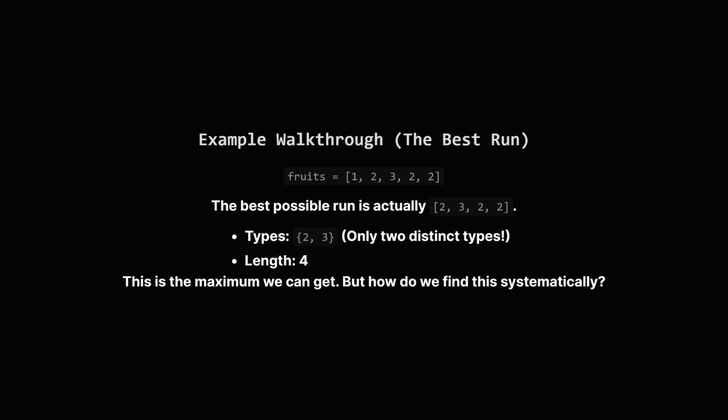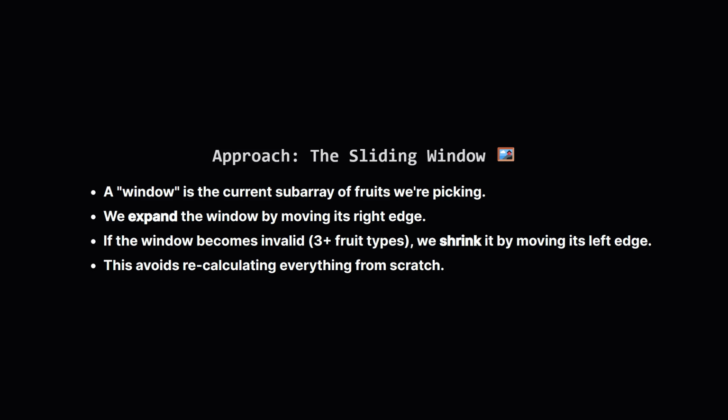The best way to solve this is with a technique called a sliding window. Imagine we have a flexible window that we place over our row of trees. We'll use 2 pointers, a left and a right, to mark the edges of this window. We'll always try to expand the window by moving the right pointer forward, but if our window ever contains more than 2 types of fruit, we'll shrink it from the left until it's valid again.